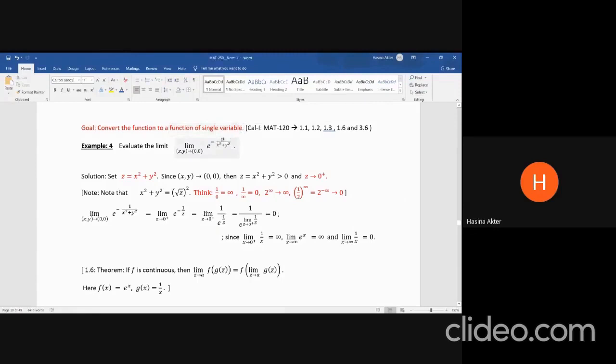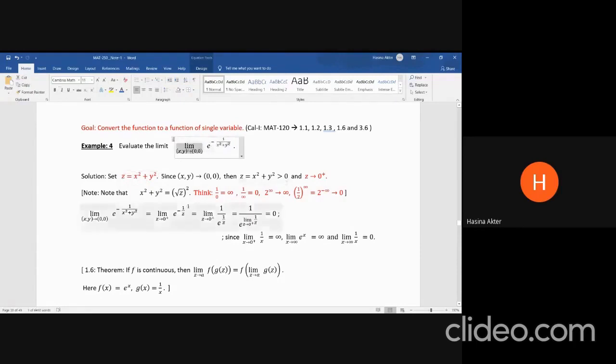So if I say that z equals x square plus y square, that is a way to make it a function of a single variable. That means in place of x square plus y square, I'm going to write just z. But if I change this and write it as a function of z, I need to change the limit as well. How can I change the limit?